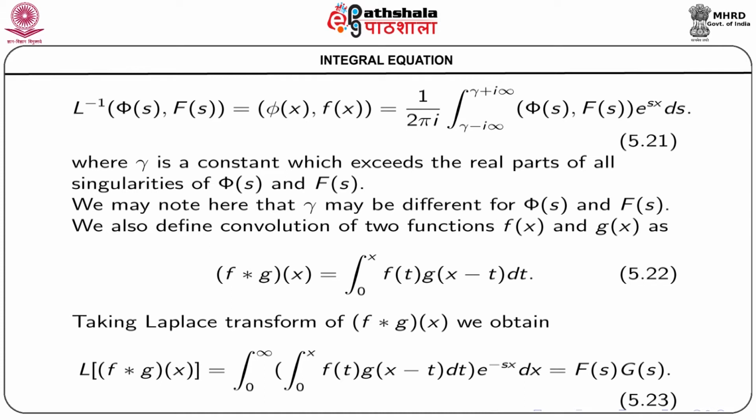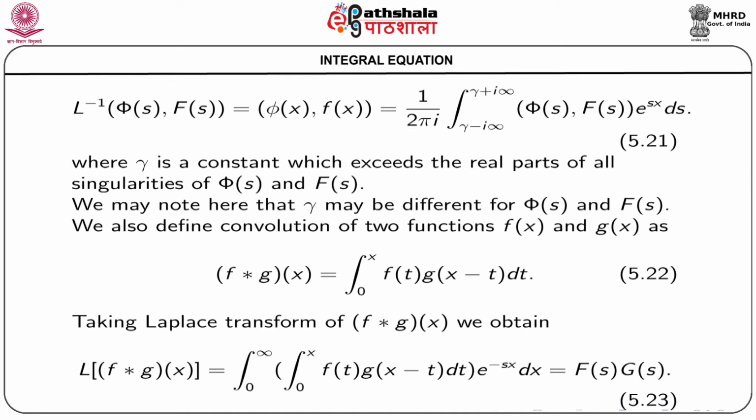So, this is the Laplace transform of a function together with its inverse formula. In equation 5.21, the constant gamma which is used can be different for taking inverse for phi s and taking inverse for fs.